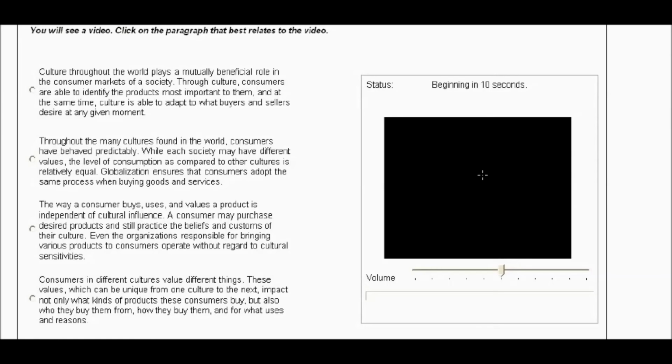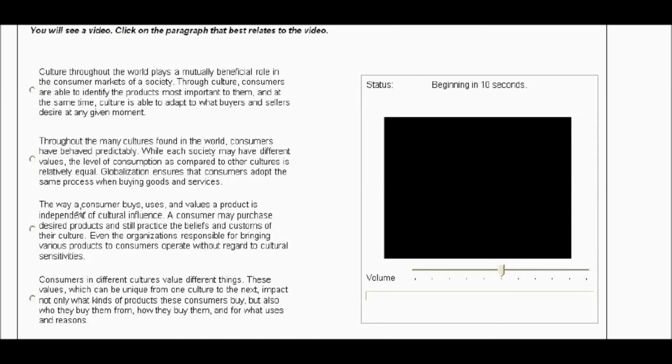And the second paragraph is: throughout the many cultures found in the world, consumers have behaved predictably. No, the lecturer is not telling anything about predictability over here. So it is a wrong answer.